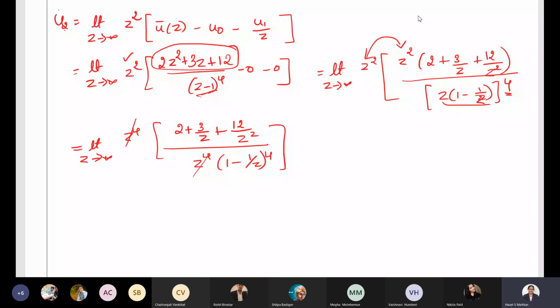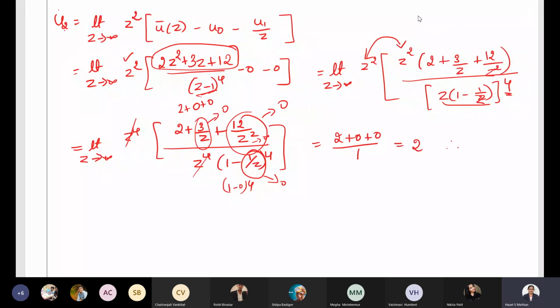Now we apply the limits. When you apply the limit, when z tends to infinity, 3 by z tends to 0. When z tends to infinity, 12 by z square tends to 0. Here 1 by z is there. When z tends to infinity, this tends to 0. So 1 minus 0 power 4, which is 1. And here 2 plus 0 plus 0. So it will be 2 plus 0 plus 0 divided by 1, which is nothing but 2. Therefore, value of u2 is 2.